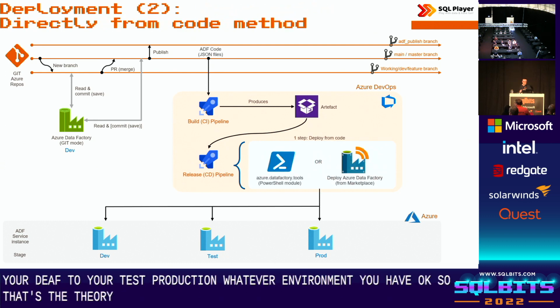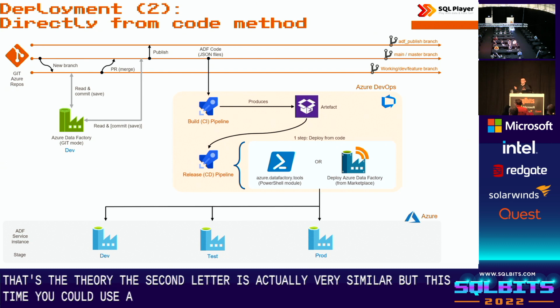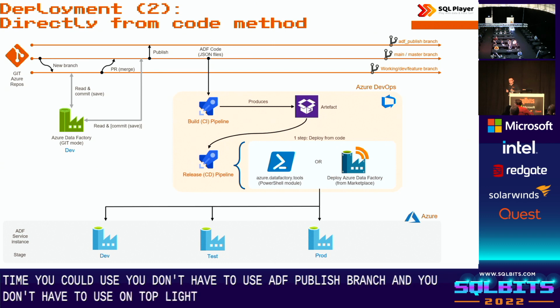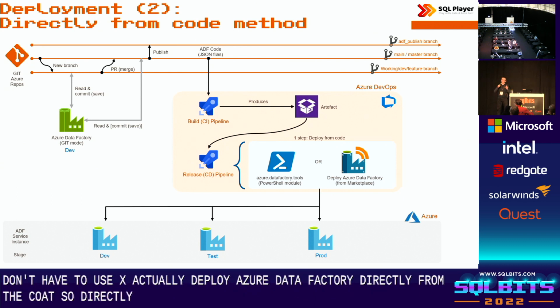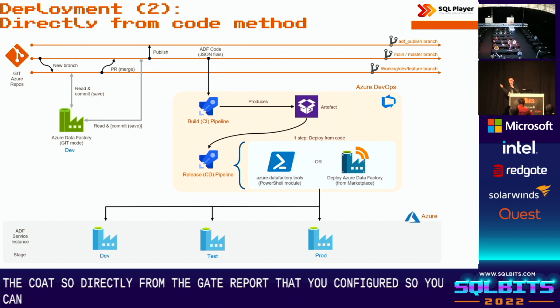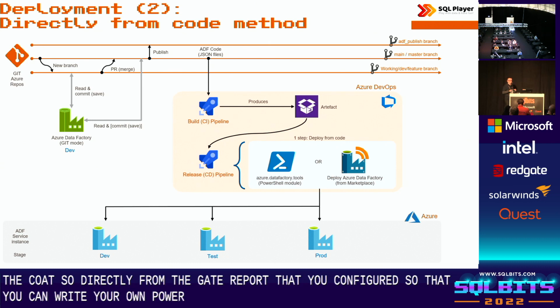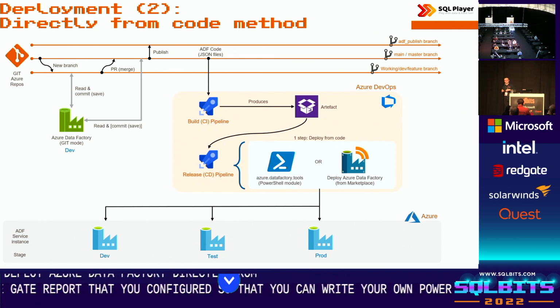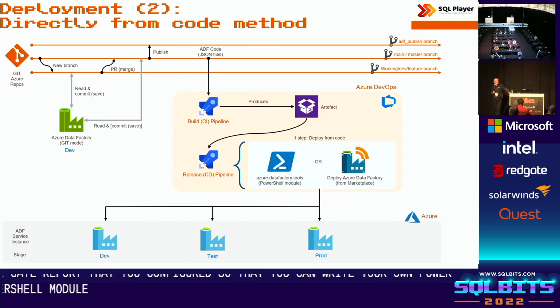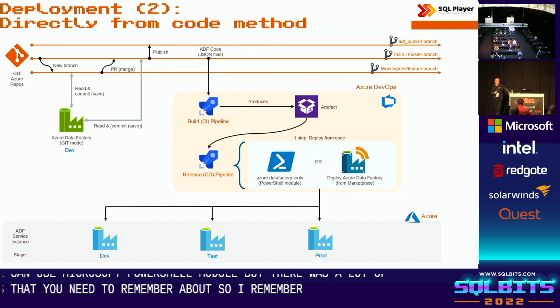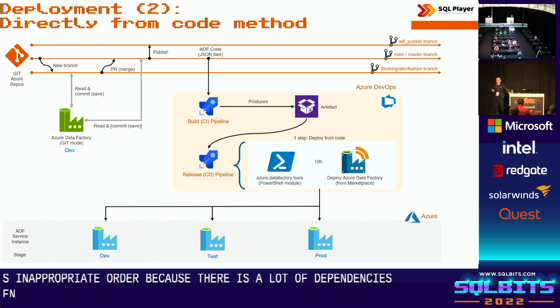The second method is actually very similar, but this time you don't have to use ADF publish branch, and you don't have to use ARM template. You can actually deploy Azure Data Factory directly from the code, so directly from the Git repo that you configured. To do that, you can, of course, write your own PowerShell script. There are Microsoft PowerShell modules, etc. But there are a lot of things that you need to remember about. I know that Paul Andrew mentioned that you need to deploy all the things in appropriate order, because there are a lot of dependencies between objects in Azure Data Factory.